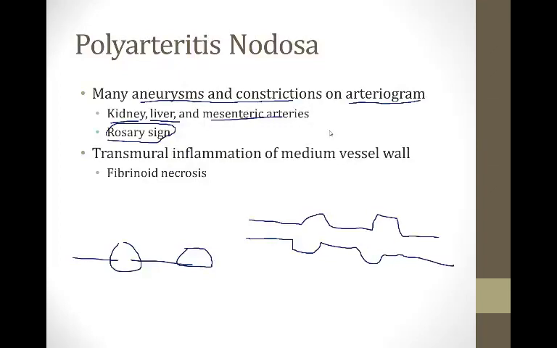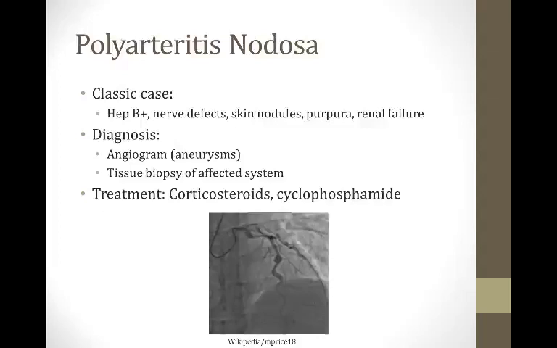If you biopsy an artery of an affected medium vessel, you will see fibrinoid necrosis and inflammation in the vessel wall. So the classic case to know for your boards is a patient with a history of hepatitis B who now presents with a bizarre constellation of symptoms that may include nerve deficits, skin nodules and purpura, and finally renal failure. Because polyarteritis involves the medium-sized vessels, it usually doesn't produce red blood cell casting and glomerulonephritis.